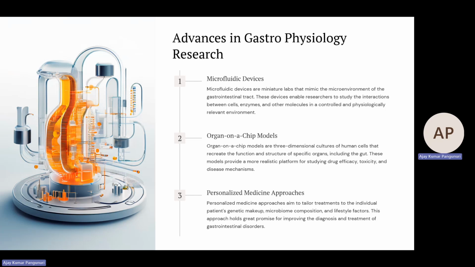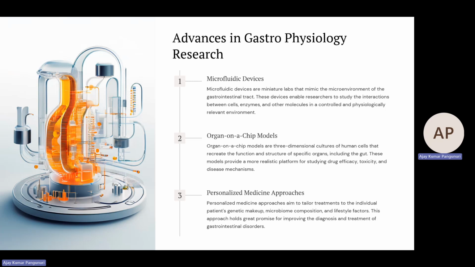Advances in gastrophysiology research. Microfluidic devices are miniature labs that mimic the microenvironment of the gastrointestinal tract. These devices enable researchers to study the interactions between cells, enzymes, and other molecules in a controlled and physiologically relevant environment.